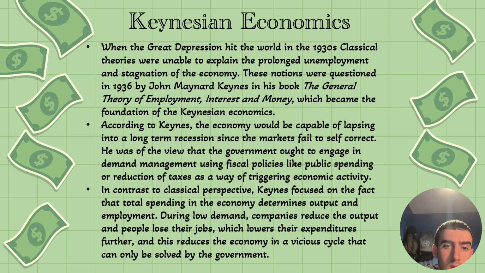Like I said, John Keynes went completely opposite to how classical theories and everybody else looked at economics. He argued that economies could fall into long-term recessions due to market failures and advocated for government intervention through fiscal policies. Some of these fiscal policies were public spending and tax cuts to stimulate economic activity.